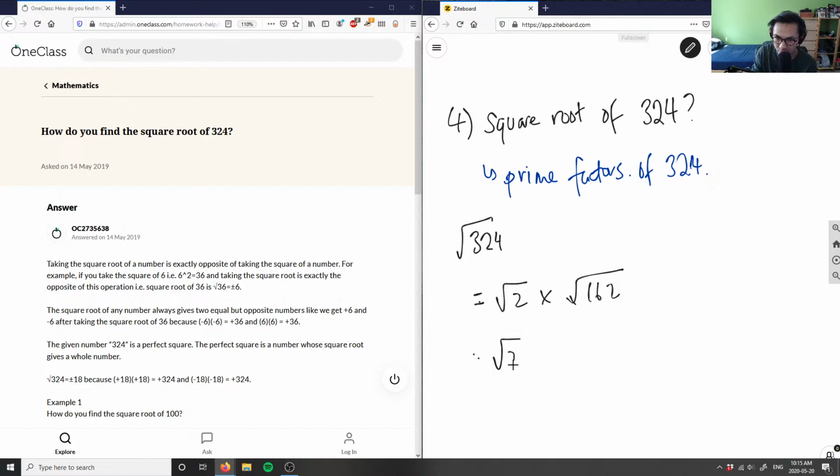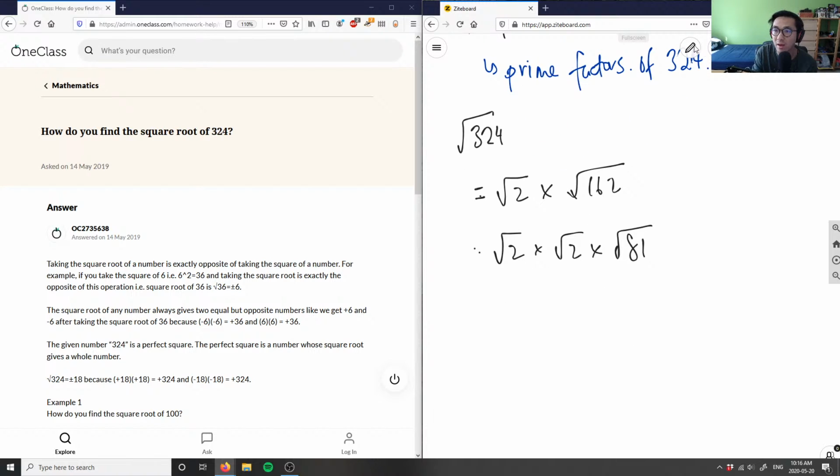And then I can break down this root 162 even further. 162 divided by 2, I believe, is 81. 2 times 8 is 16, and 2 times 1 is 2. Root 81. And I know that root 81 is one of my special square roots, because I know this is a perfect square. Root 81 is simply 9, because I know that 9 squared equals 81, so therefore 9 equals the square root of 81.